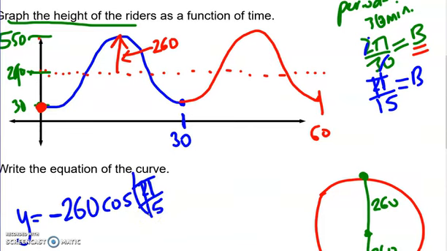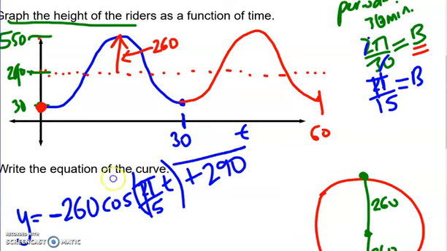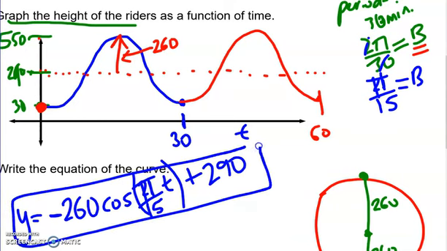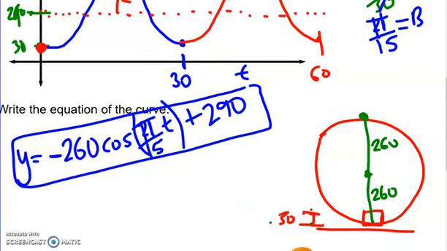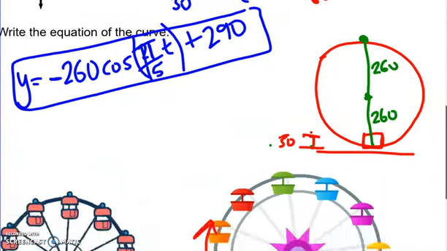And is there a phase shift? There's no phase shift. So this is pi over 15 times t. Let's call this the t-axis; that's our time. And then plus, is there a D value? Yes, this would be our center line. Our center line is 290. Okay, so that is the equation for the curve. And is there anything else to this? No, we're done.